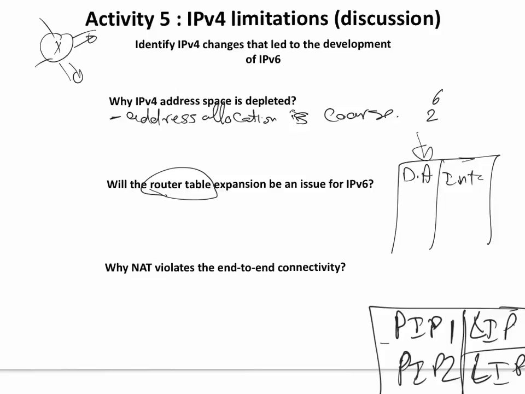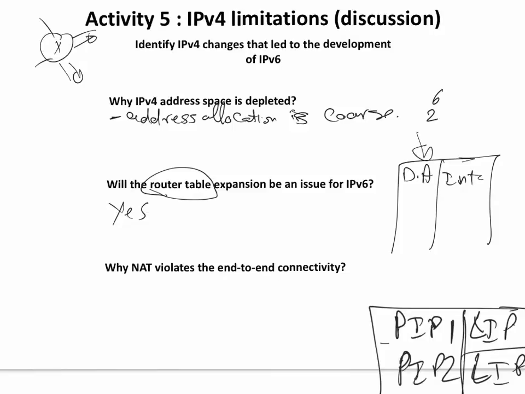IP address version 6 still suffers from the routing table growth, our routing table expansion. But the problem is not worse than IP address version 4. So yes, it's there, but the issue is, remember that the router routes from one network to another, not from one host to another.